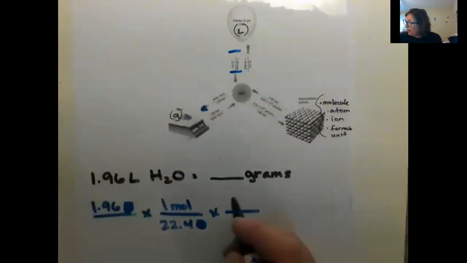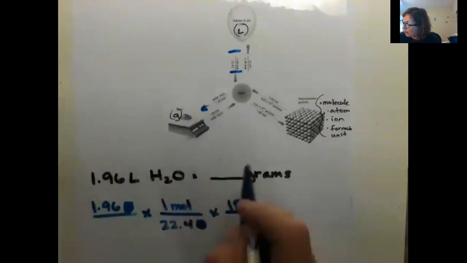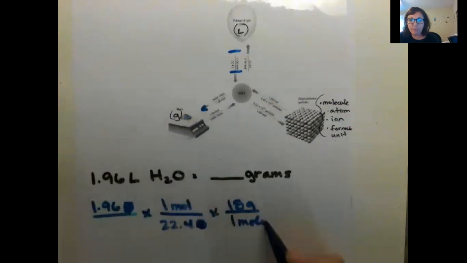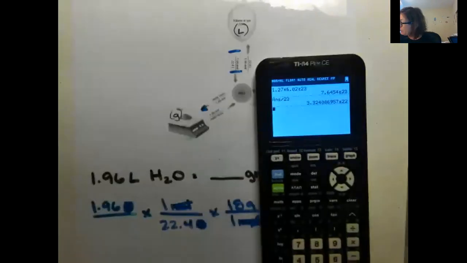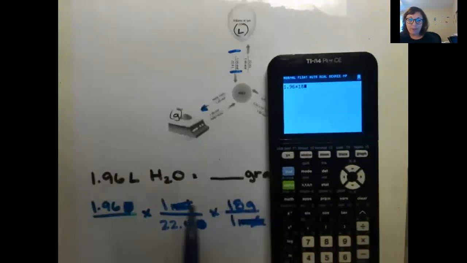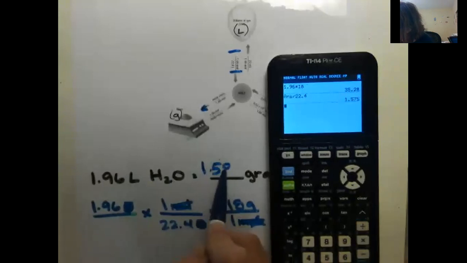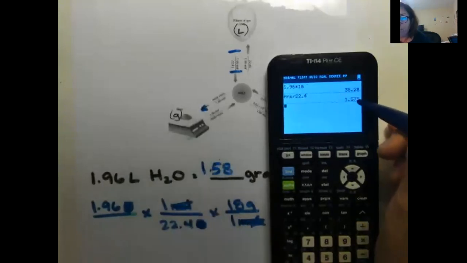So I've got 18 grams on top, because molar mass goes on top, per 1 mole. That's how we get the grams per mole, okay? That way the mole on top and the mole on bottom cancel out. So I take 1.96 times 18. Multiply the top by the top. I hit equal. I divide by the bottom, divide by 22.4. And I get 1.58 grams, because that 7, we rounded up by that 5. 2 digits after my decimal.